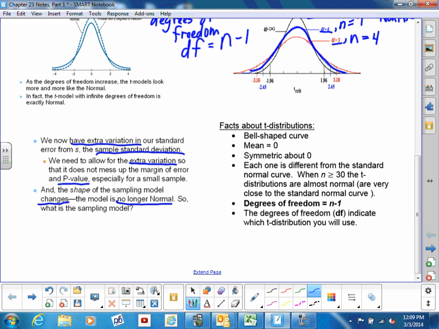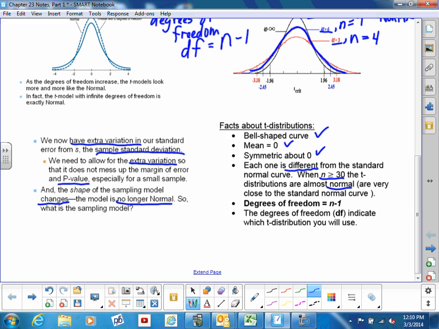So the facts about these t-distributions: bell-shaped, centered around 0, symmetric about 0. Each one is different. So do you see there's like a whole collection? Every single n has a different curve. Every single n has its own t-distribution. Okay? And there's this guy named Gossett, and I can tell you his story tomorrow, when I will have a longer class period. He spent the time to compute every single one of those tables based on a different n. Okay? So, all right. As n gets greater, the t-distribution gets closer to the normal curve.